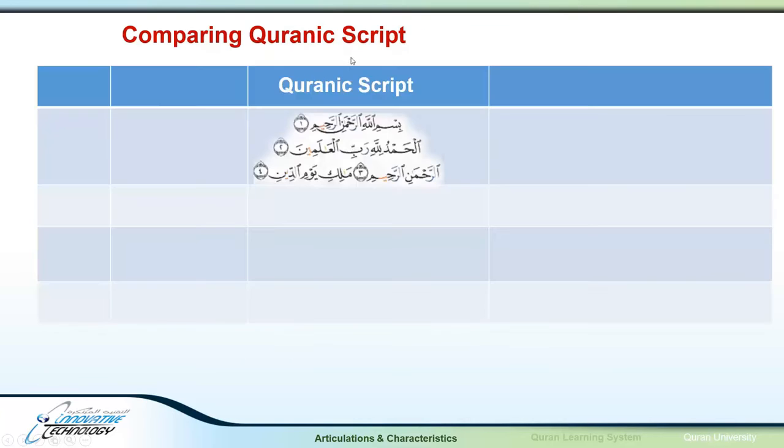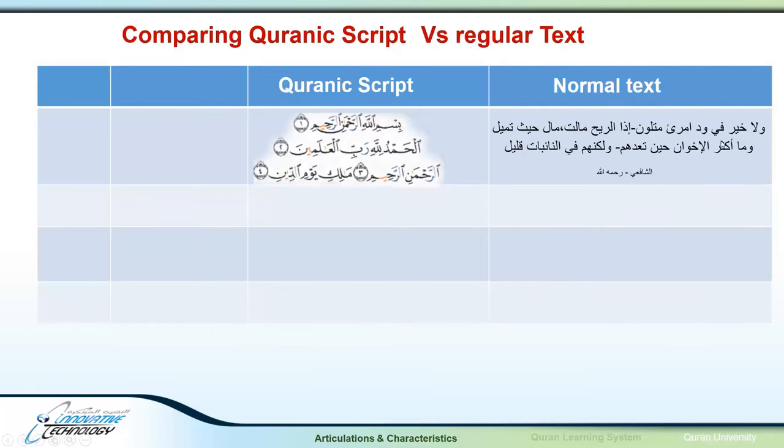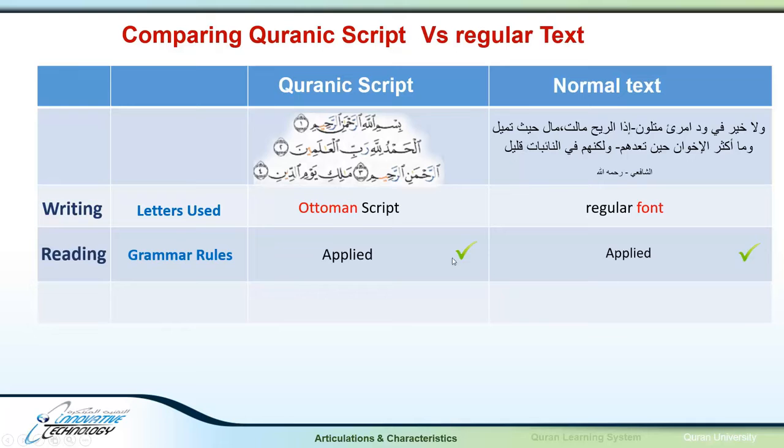Let's start by comparing Quranic script, as in Al-Fatiha here, versus a regular text like this saying of Al-Shafi'i rahmatullah alayh. Now, we'll compare first by the way of writing it and the letter used. In the Quranic script, we realize that the letters are a bit different from the regular font here, because we use what we call the Ottoman script. And in the regular normal text, we use regular font. Now, in terms of reading, the grammar rules apply on both of the two cases, while Tajweed rules apply only on Quranic script, and are not applied upon reading the regular normal text.